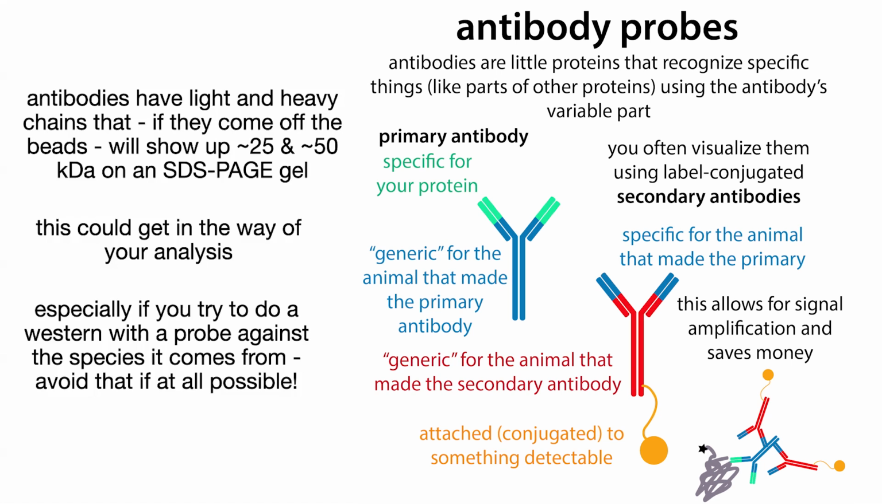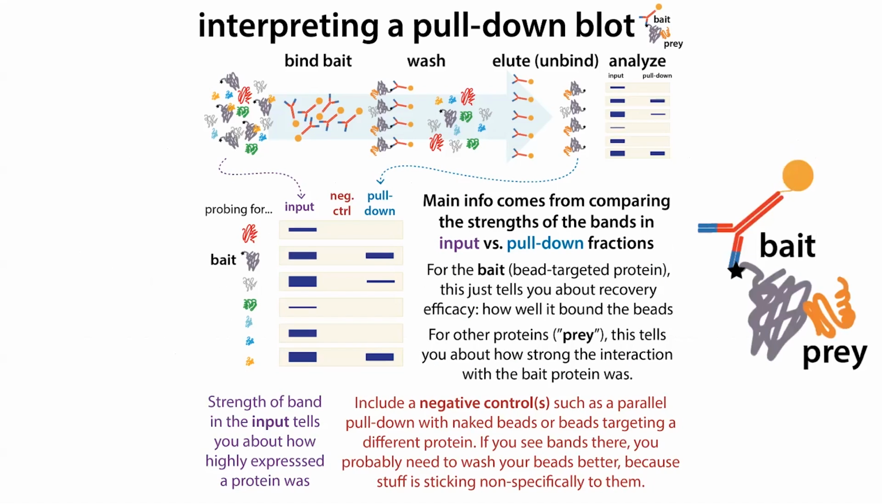So keep an eye out for that and try to avoid using the same species for the antibodies on the bead and the antibodies that you're using for your probing. As you might surmise, based on all these caveats and how you can get false signals, it's really important that you validate any of the interactions that you identify.